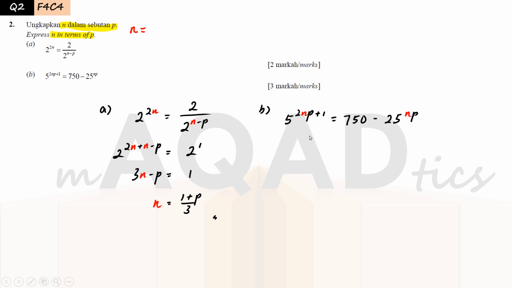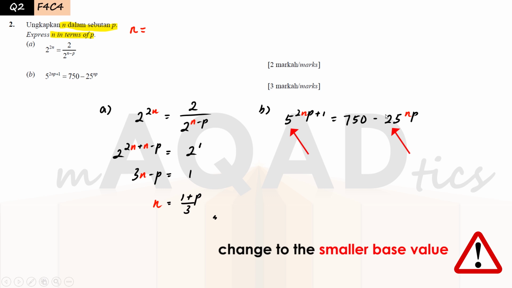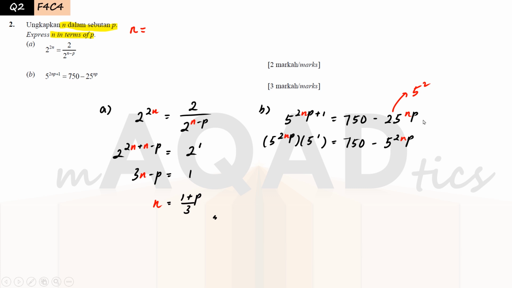For part B, similar thing as well. For the things which have n, we're going to move them to the left side. Before that, if you look at the base value, this 25 we can change to where the base value is 5. 25 is actually 5 squared, so we are going to change it to this form. And here I'm going to split. The plus here, because the power is added, so when I split, it will be multiplied.